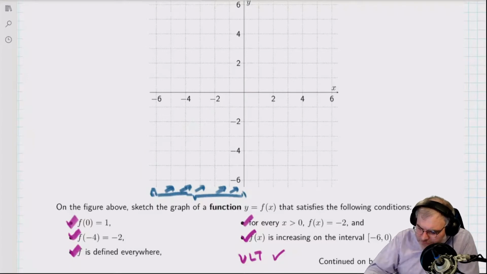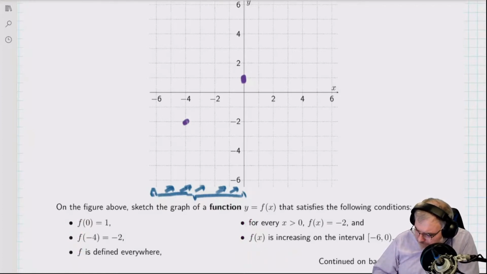So I do the first ones that are obvious, right? F of 0 equals 1. That's that point there. F of negative 4 equals negative 2. That's that point there. F is defined everywhere. I'm going to leave that for a moment.